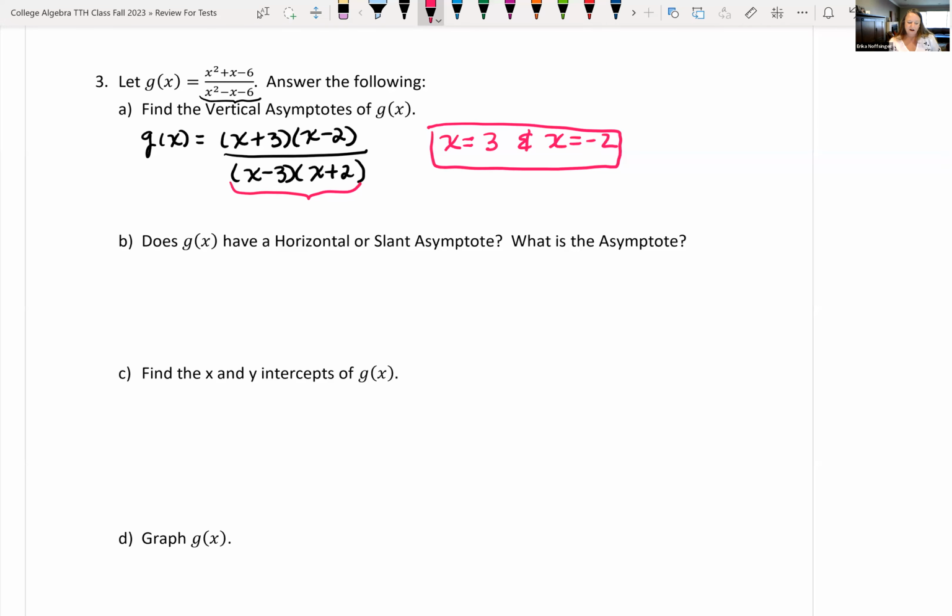Okay, so from here, the next question says, does g of x have a horizontal or slant asymptote? And what is the asymptote? It depends. For horizontal asymptote and slant asymptote, which is also called an oblique asymptote, which your book uses that terminology, there's going to be one or the other, and that has to do with the degree of our rational function. The degrees are the same, so we have a horizontal asymptote.